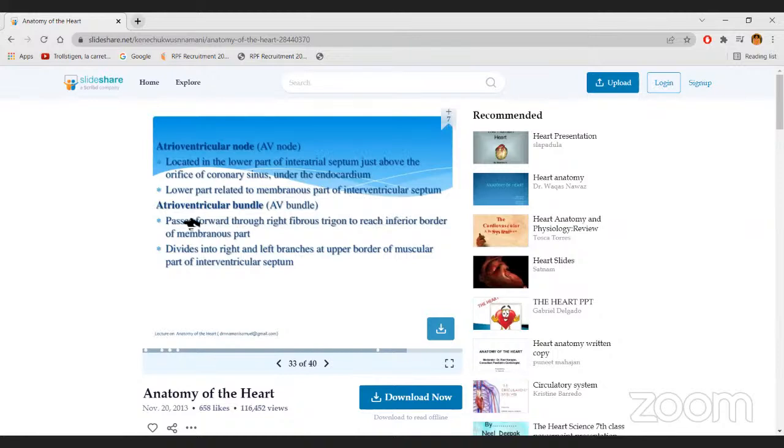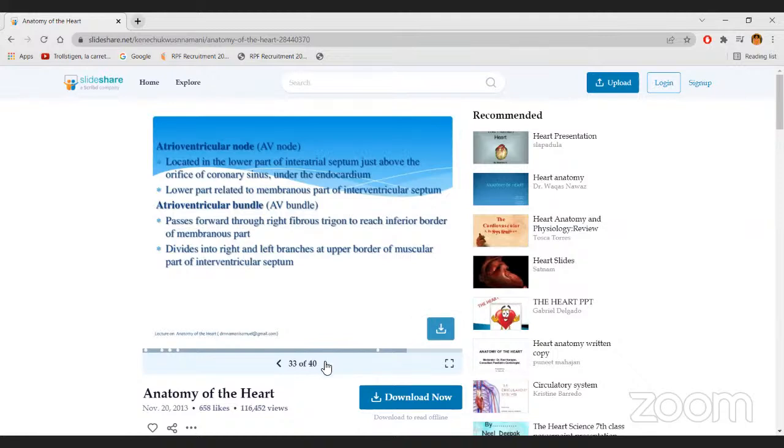Then AV bundle. AV bundle means atrioventricular bundle. This passes forward through the right fibrous region to reach the inferior border of the membranous part, and divides into right and left branches at the upper border of the muscular part of the interventricular septum.